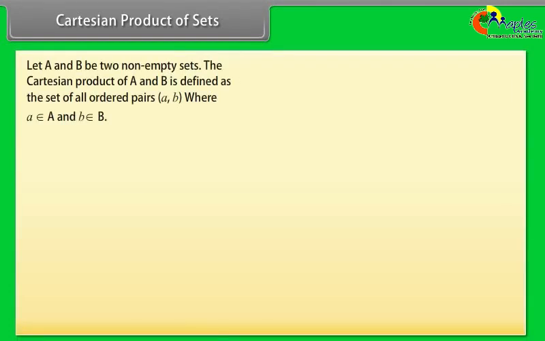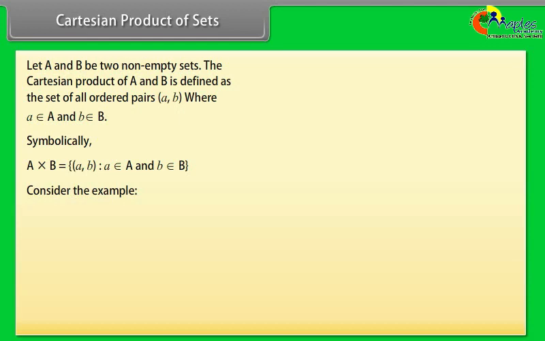Let A and B be two non-empty sets. The Cartesian product of A and B is defined as the set of all ordered pairs (a, b), where a belongs to A and b belongs to B. Symbolically, A cross B is equal to {(a, b) such that a belongs to A and b belongs to B}. Consider the example.